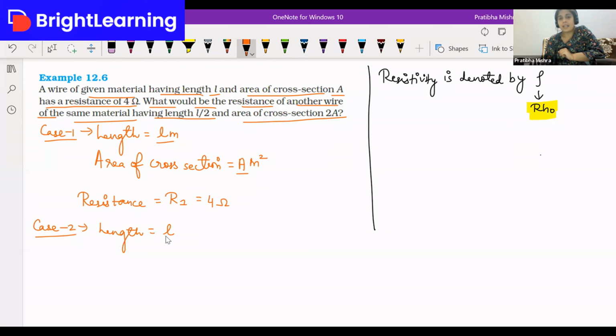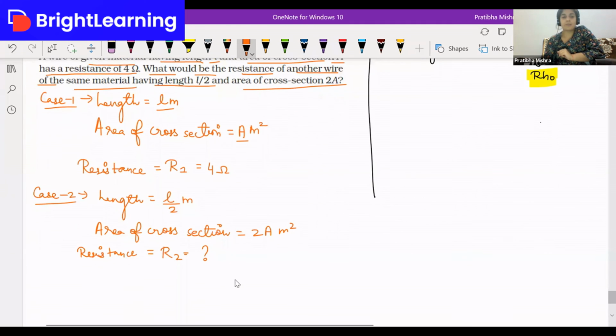It will be L by 2. It's half of the original one. Okay. Next, area of cross section is 2A. Okay. Now you need to find out resistance R2. So how will you find it?